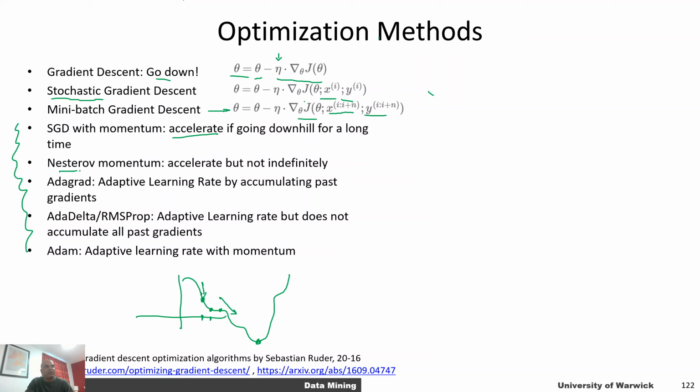You can have a Nesterov based momentum which accelerates but not indefinitely. So there's an upper bound on how large your step size can be. There's adaptive learning rate by accumulating past gradients method, which is called ADAGRAD. There's also ADADELTA and RMSprop, which are essentially adaptive learning rates but do not accumulate all past gradients. And the one that we've been using is called adaptive learning rate with momentum, so it combines the idea of momentum with an adaptive learning rate.